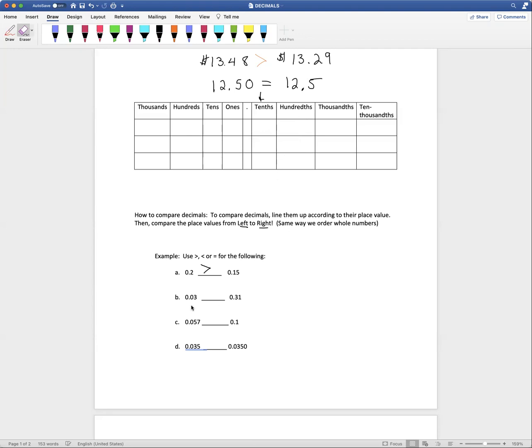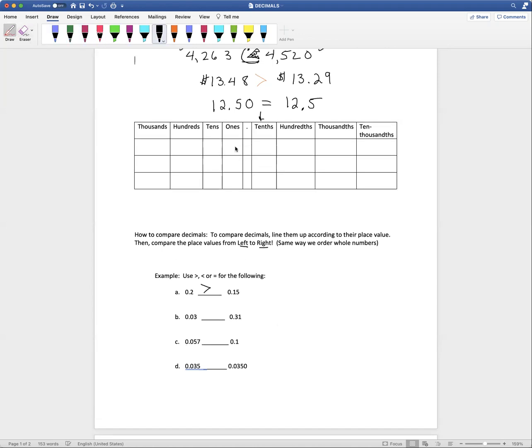Let's take a look at the next example. 0.03 and 0.31. Okay, when we compare these, we both have 0 ones. Here's our decimal. Regarding tenths, we have 0 tenths in this one over here, and we have 3 tenths here. So we know, because the tenths is the highest place value, that 31 hundredths is going to be greater than 3 hundredths. And if you think about it again, you're comparing the numbers 31 and 3. We line them up like that, 31 is bigger than 3.